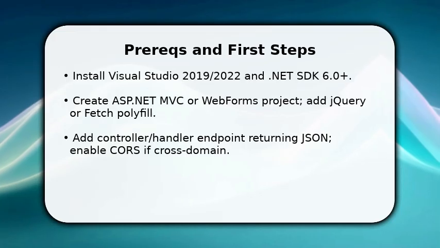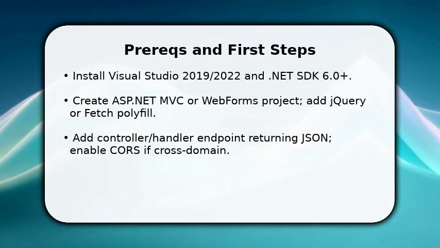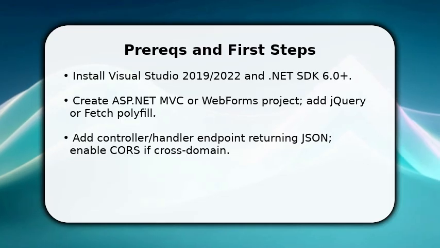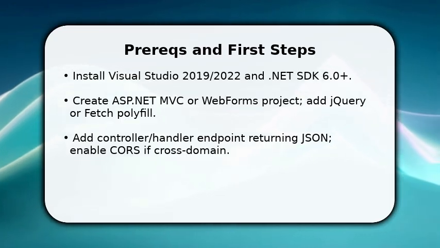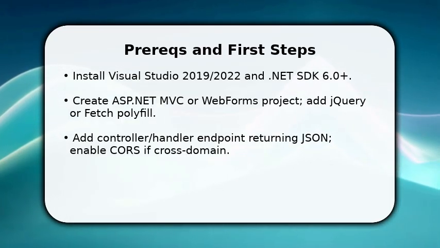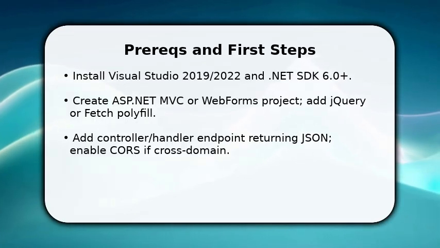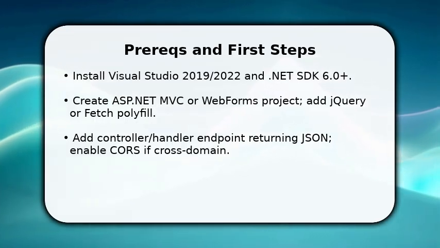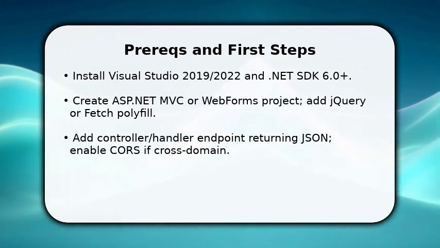Next, add a controller action or an Ajax handler that returns JSON. Make sure routing and model binding match the data you need. Finally, wire a simple HTML button and an empty result container, so you can call the endpoint immediately and inspect responses in the browser DevTools.